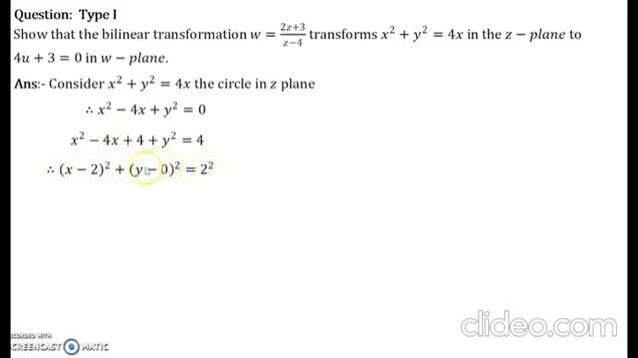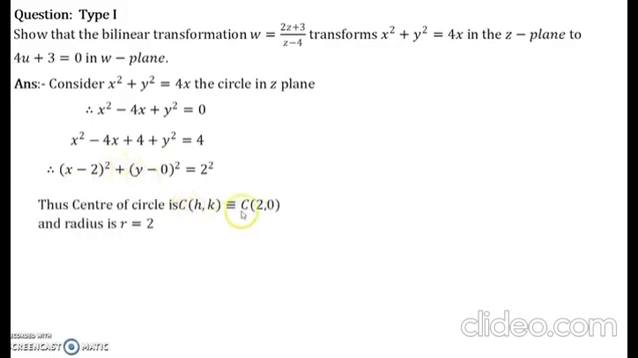This looks like (x − h)² + (y − k)² = r². Here h = 2, k = 0, and r = 2. Thus the center of the circle is (2, 0) and the radius is 2. In the z plane, the circle equation is |z − (h + ik)|. h is equal to 2 plus i times k, which is 0. So we get the circle equation in the form |z − 2| = 2.